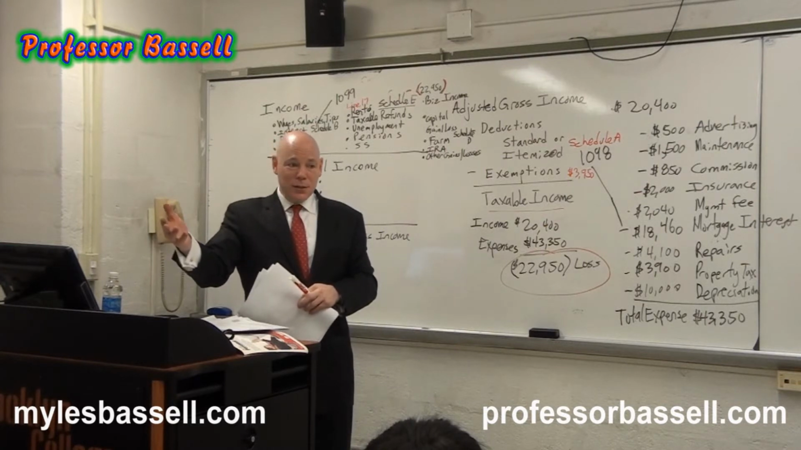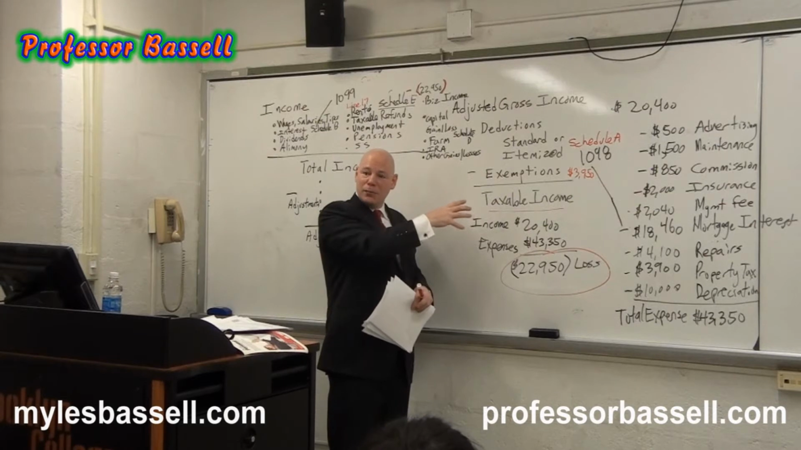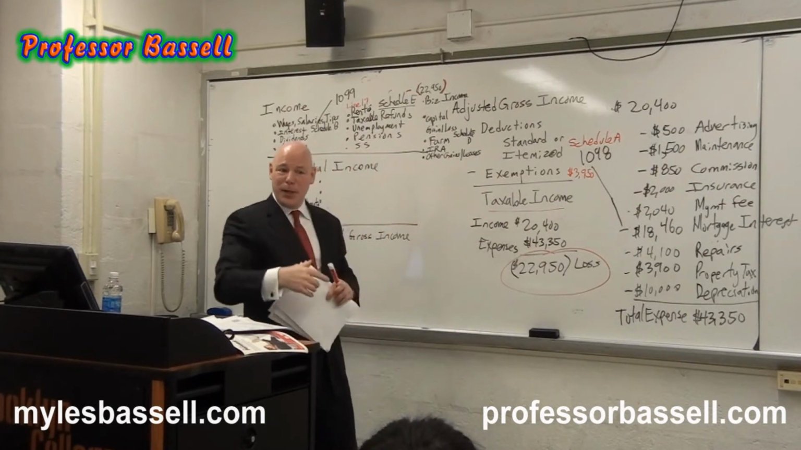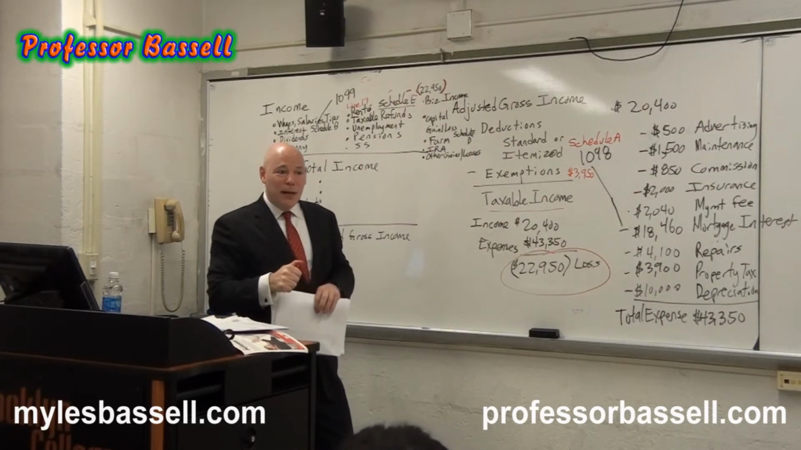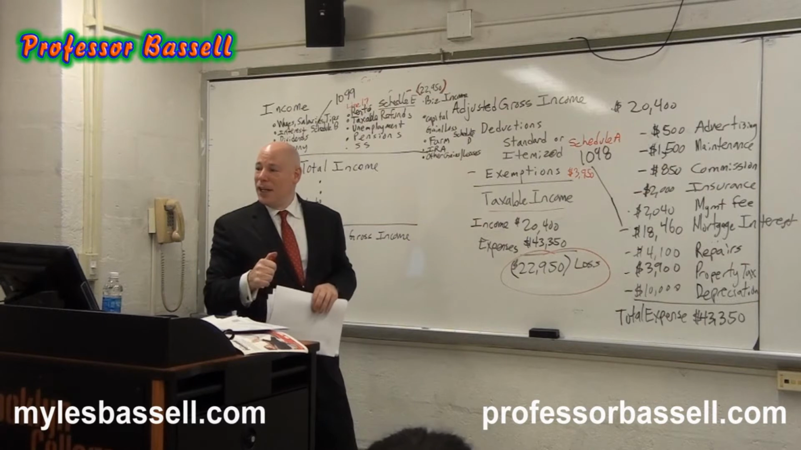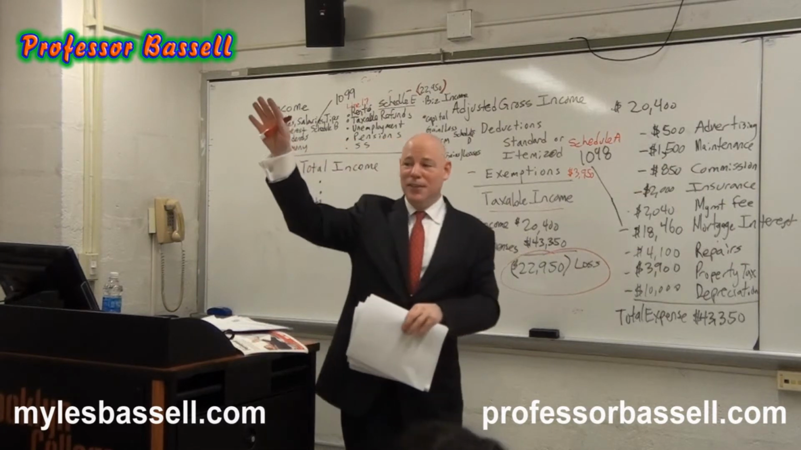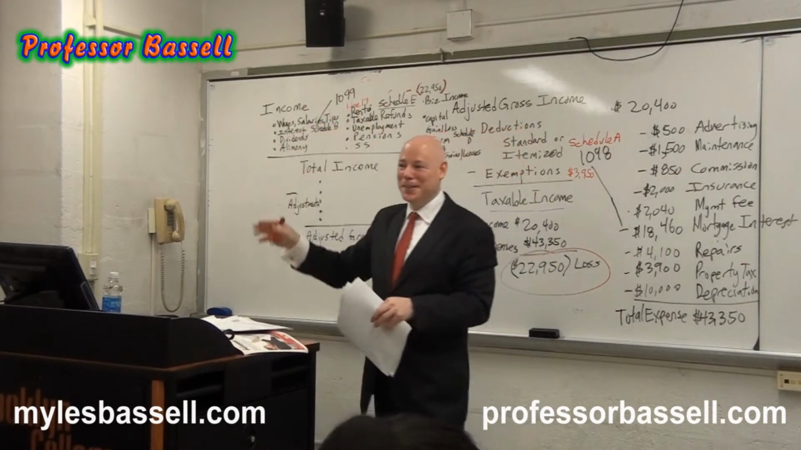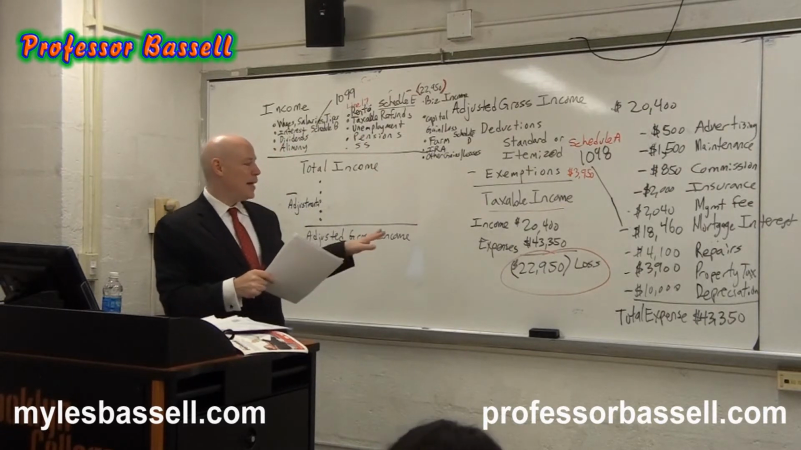Does that make sense? So the smaller the taxable income, the less tax we have to pay. That's a good thing, right? Anybody want to pay less tax? Raise your hand. Only Warren Buffett wants to pay more tax, right? Questions about that?